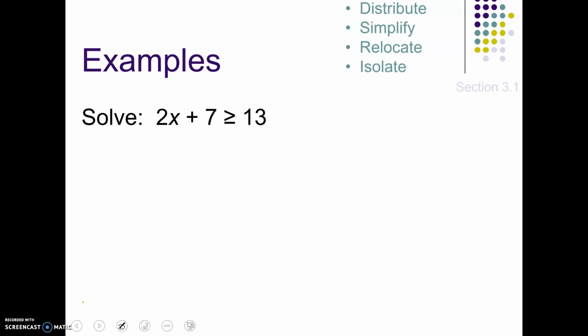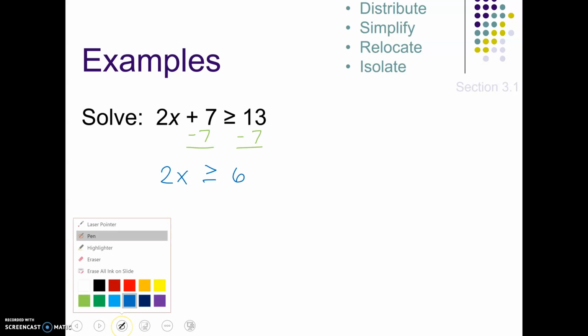Right now, the 7 is attached with addition, so I'm going to detach it with subtraction. And remember, as with equations, in inequalities also, whatever you do to one side, you do to the other, because we need to maintain the balance. If we subtract 7 from both sides, we now have a 2x on the left. I'll copy that greater than or equal to symbol, and then on the right side, 13 minus 7 will give us 6. So we have relocated: all my variable terms are on the left, all my constant terms are on the right.